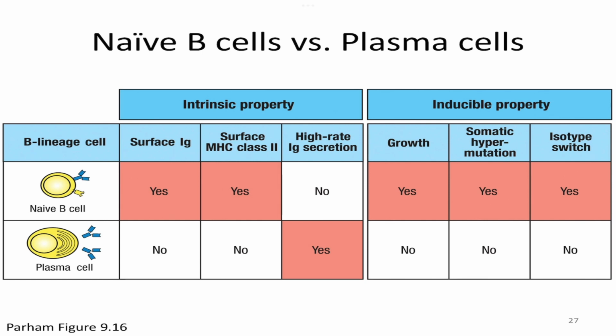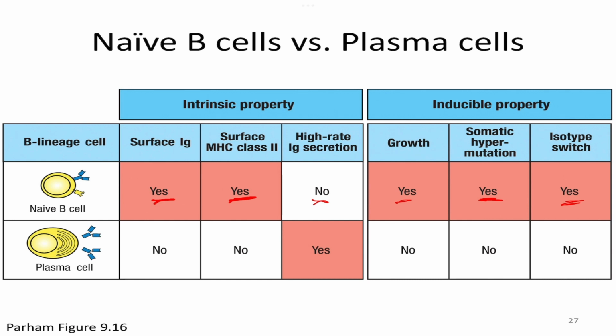A naive B cell has B cell receptor on its surface. It has MHC class II on its surface. It has the ability to grow. It has the ability to do somatic hypermutation. It has the ability to class switch. It doesn't make a ton of secreted antibody.